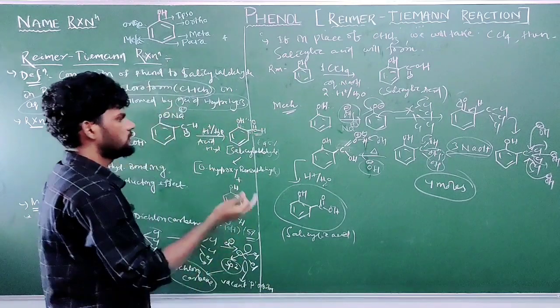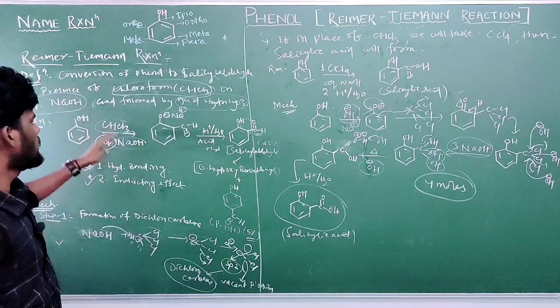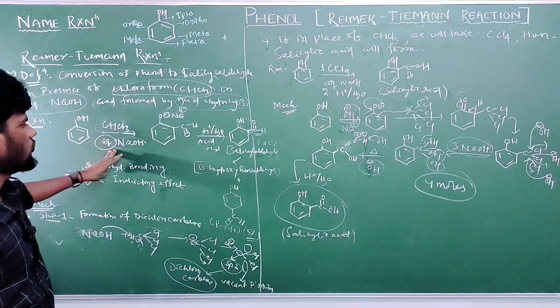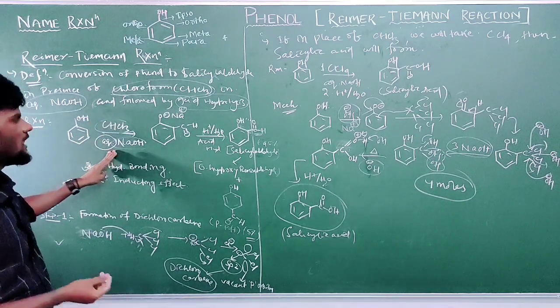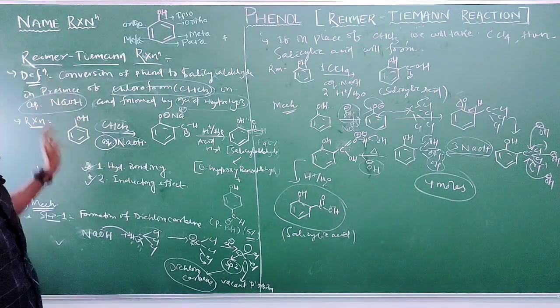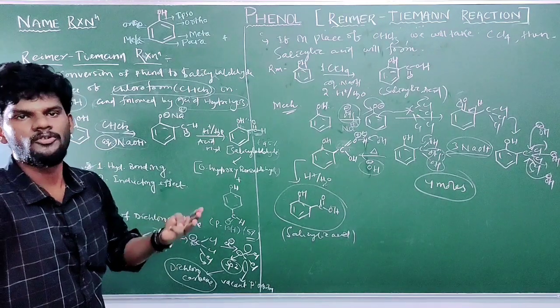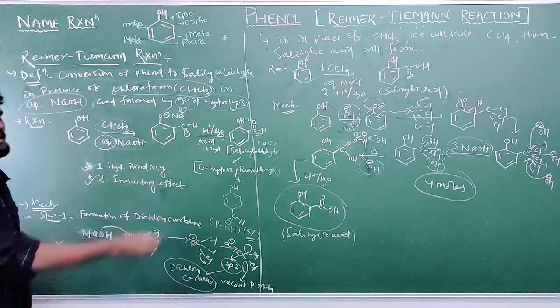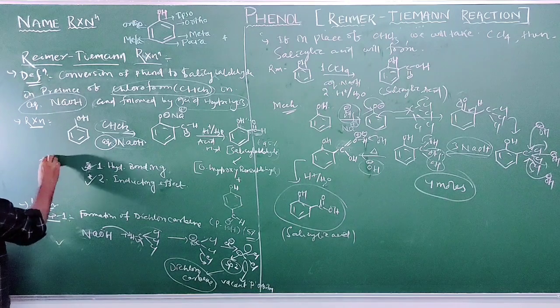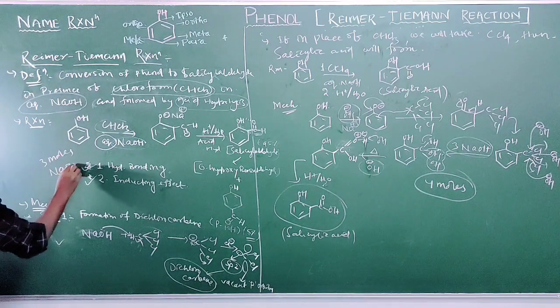But I missed one point in this particular reaction, the Reimer-Tiemann reaction. In chloroform and aqueous sodium hydroxide, if it is asked how many moles of sodium hydroxide are used in the Reimer-Tiemann reaction by using chloroform as a reagent, the answer will be 3 moles of sodium hydroxide. See the mechanism, you will find 3 moles of sodium hydroxide. How many moles? 3 moles.